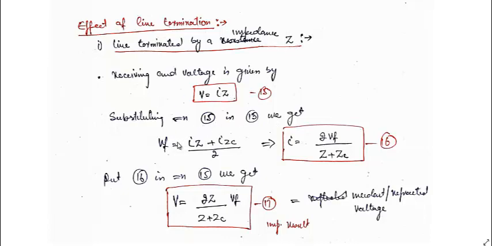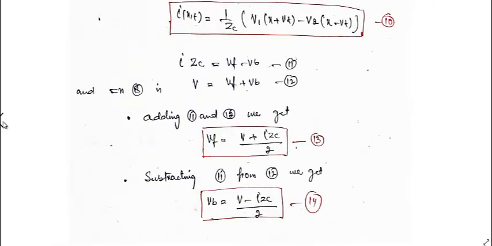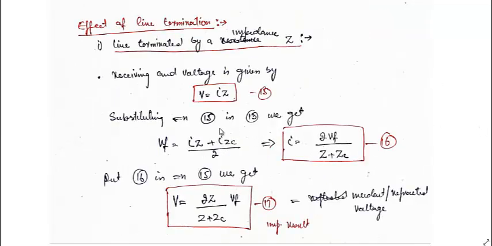Substituting equation 15 into 13, we get Vf equal to (V plus I into Zc) divided by 2, where V is equal to I into Z. Now this will be Vf equal to (I into Z plus I into Zc) divided by 2. It comes out to be I into (Z plus Zc) divided by 2, so Vf divided by (Z plus Zc) is equal to I. That is what this equation means.